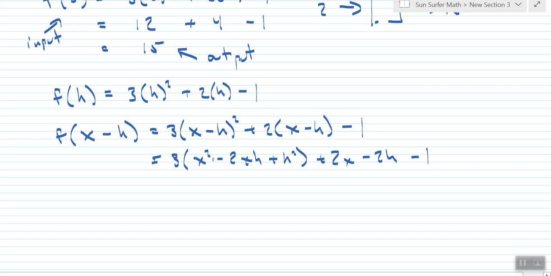Now we multiply through the 3 using the distributive property. 3x squared minus 6xh plus 3h squared plus 2x minus 2h minus 1. And now I closely look to see if there's any terms that can be combined, and there do not appear to be any, so therefore I have evaluated this and simplified it as much as I possibly can.